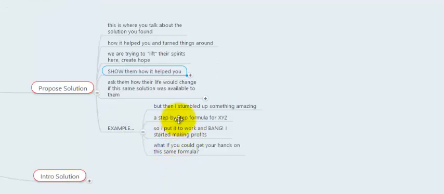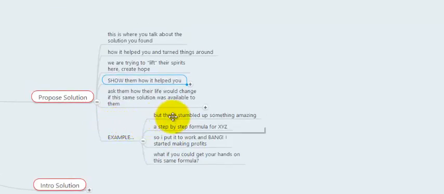And again, just a few examples here. This is how you can actually talk about the solution. So the solution could be something that you stumbled upon. It could be a step-by-step formula for doing something. It could be how you experimented with something and cracked the code to doing a certain thing. You want to ask them, what if they could get their hands on this same formula?